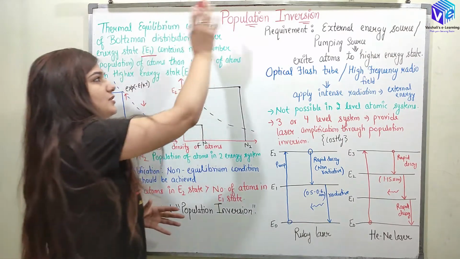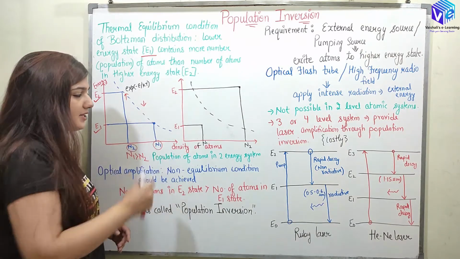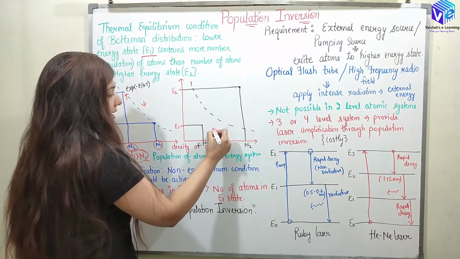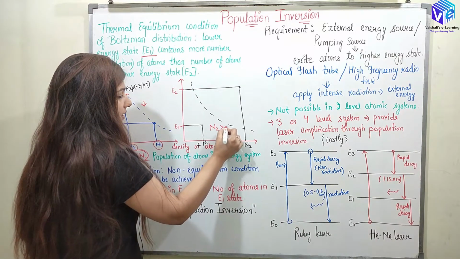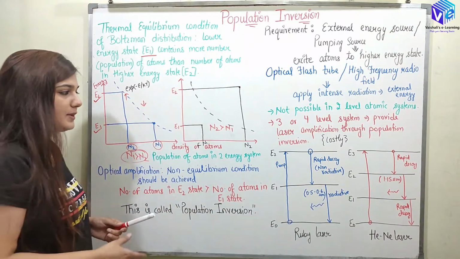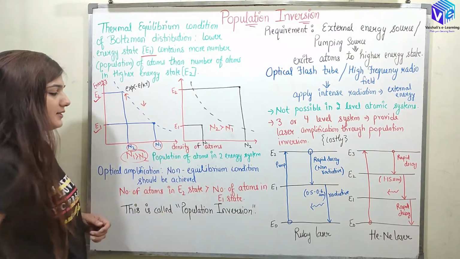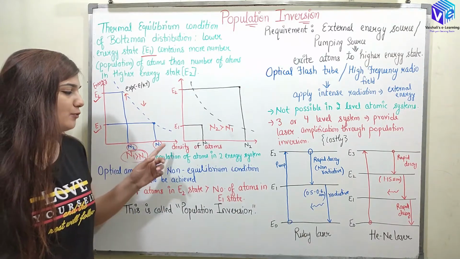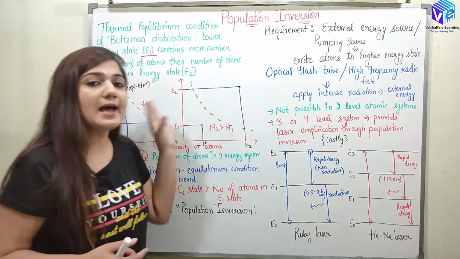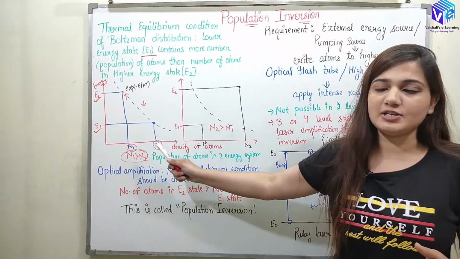Now, as the name suggests, it's population inversion. We are inverting the population in the two energy levels. So let's invert this relation. Here I will have N2 greater than N1. The number of atoms in the higher energy level would be higher than the number of atoms in the lower energy level. So this is how I can represent the population of atoms in a two-energy system. This is my non-equilibrium condition, and this is my equilibrium condition.